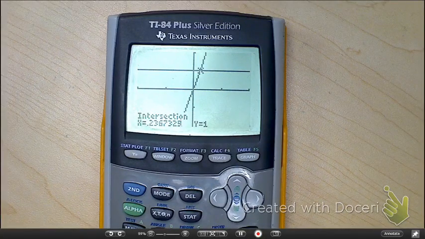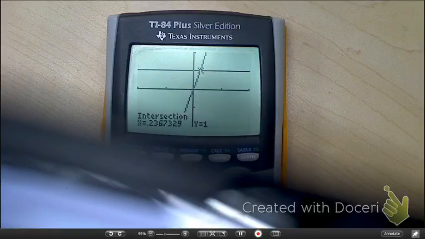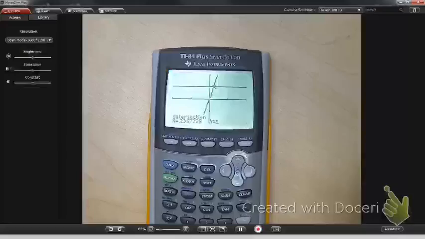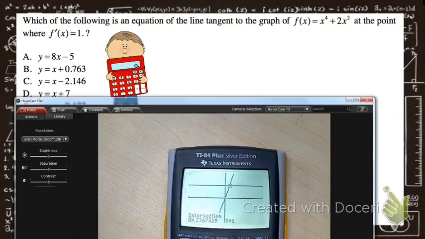So again, to write the equation of a tangent line, which is what we're trying to do, I need two things. I need a point and a slope. You already told me I had my slope. My slope was 1. I know that the x coordinate of my point is 0.237. How am I going to figure out the y coordinate? Plug the x value into the original equation. The original equation was x to the fourth plus 2x squared.